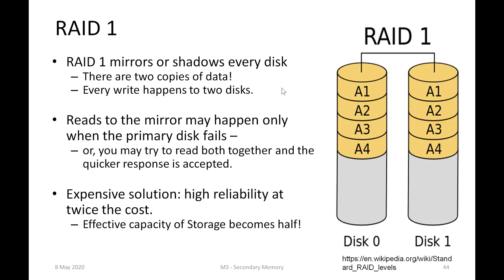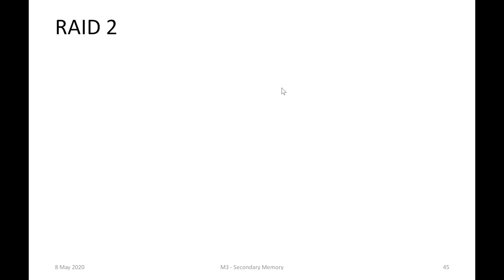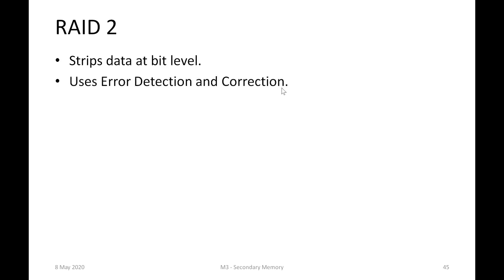That's the reason we have next levels of RAID which have improved on top of this. The next one is RAID 2. Here the data is striped at bit level, and along with this striping we would use error detection and correction code in case of any failure to get the data.